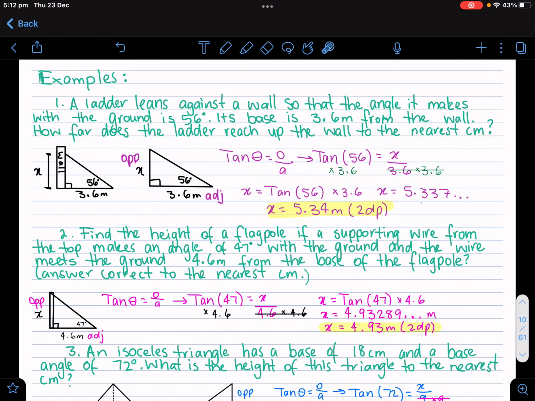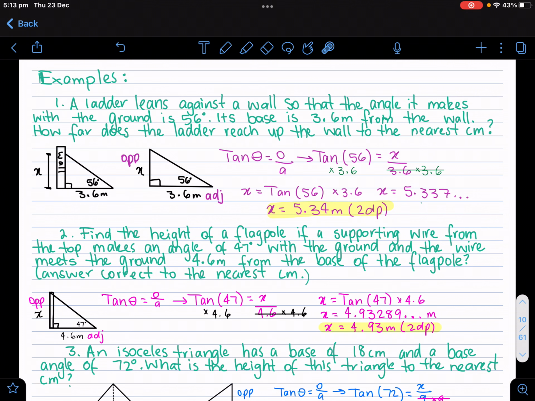So let's have a read of this question. It says, a ladder leans against the wall so that the angle it makes with the ground is 56 degrees. Its base is 3.6 meters from the wall. The question is asking us to find how far does the ladder reach up the wall to the nearest centimeter. So let's draw a diagram. We have the wall, we have the ground, and we have a ladder leaning from the ground up to the wall. That's the first part.